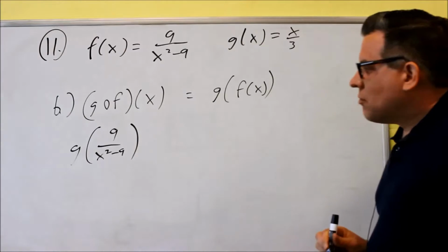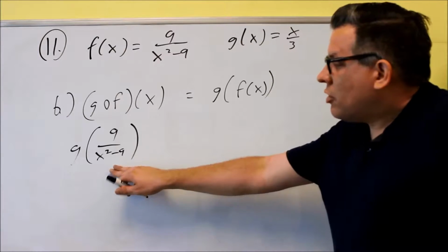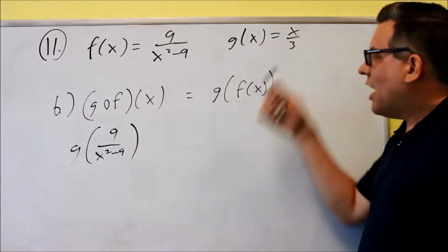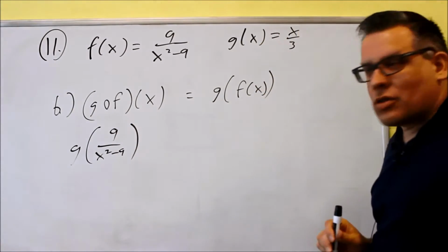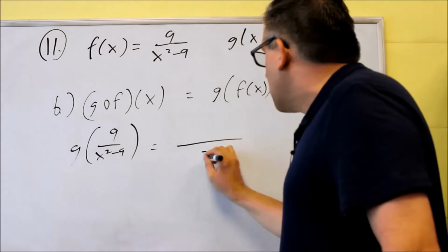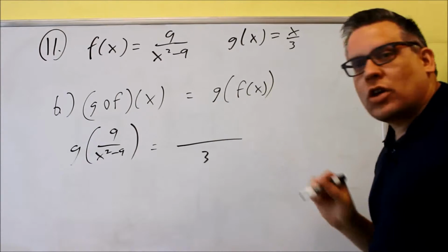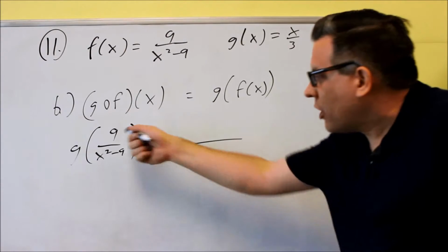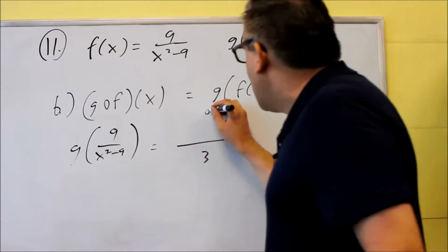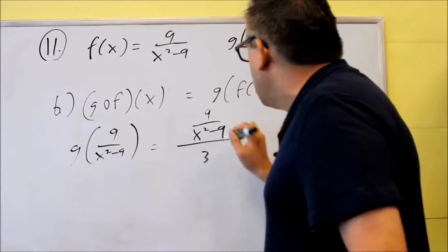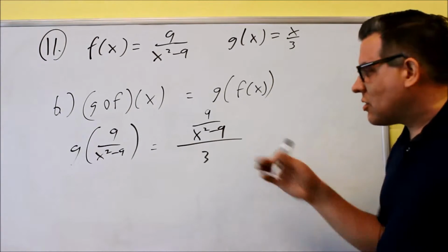Now I have this. What this tells me to do is I'm going to use the g formula, replace the x with what I have inside the parentheses. So here's a template I'm using. I've got something divided by 3. The x that's there, I got rid of it. So instead of the x, I'm going to replace it with what's inside the parentheses. I have 9 over x squared minus 9. I just need to simplify this now.